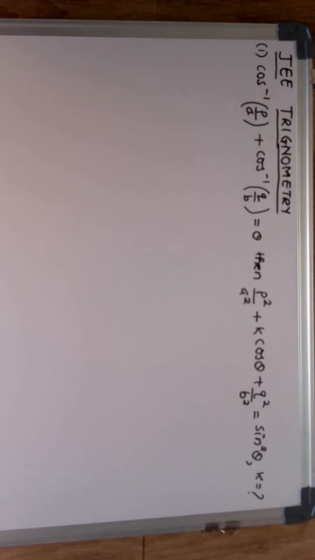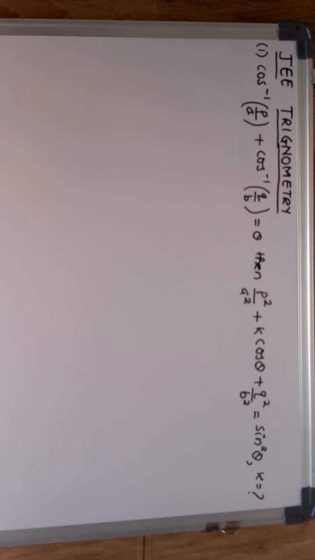It says cos inverse P by A plus cos inverse Q by B is equal to theta. Then you are expected to find the value of K when the equation given to you is P square upon A square plus K cos theta plus Q square upon B square is equal to sin square theta. So it very clearly indicates that there is some part of square which I can find out, and also a relationship of cos theta present over there. That means this theta requires cos.